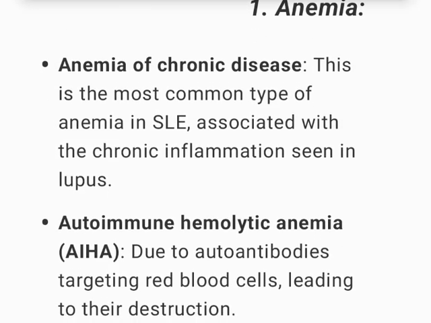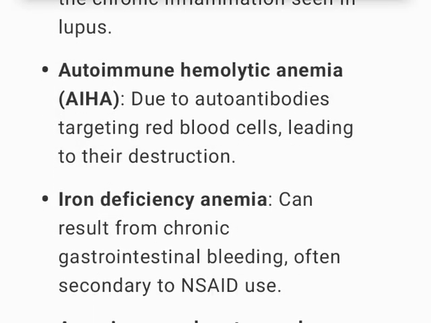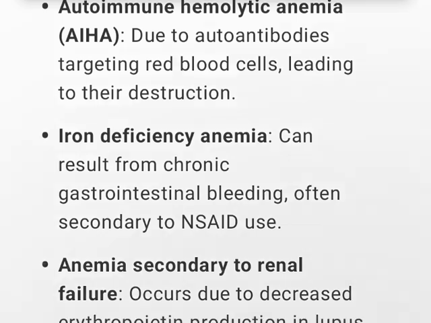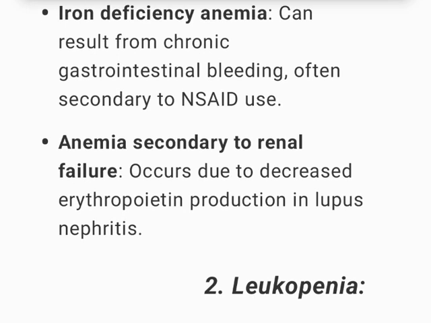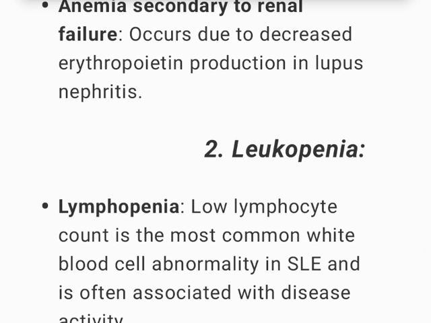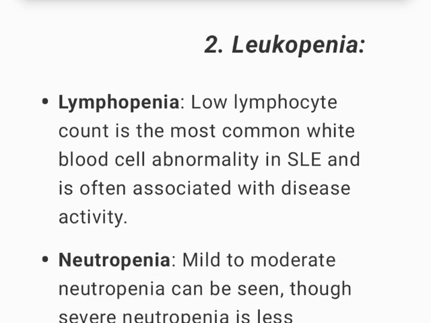1. Anemia. Anemia of chronic disease. This is the most common type of anemia in SLE, associated with the chronic inflammation seen in lupus. Autoimmune hemolytic anemia, AIHA, due to autoantibodies targeting red blood cells, leading to their destruction. Iron deficiency anemia can result from chronic gastrointestinal bleeding, often secondary to NSAID use. Anemia secondary to renal failure occurs due to decreased erythropoietin production in lupus nephritis.